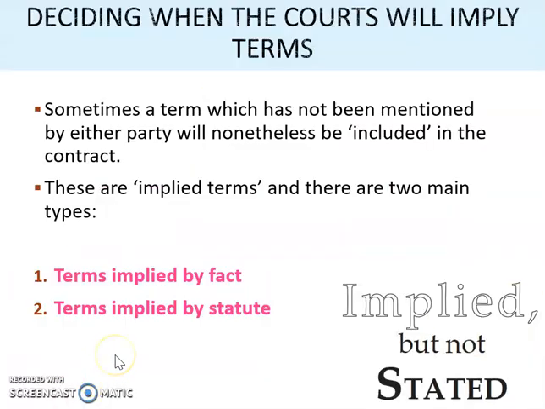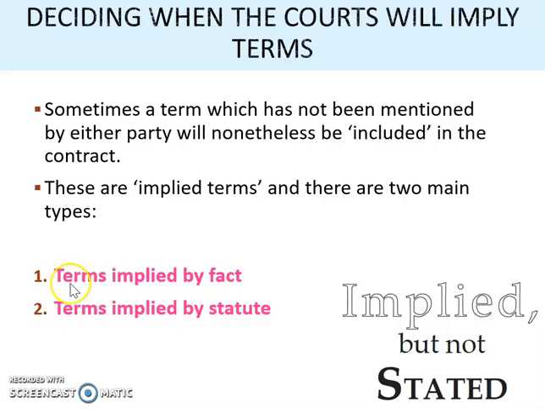So as I've said, what we're doing here is that we are implying a term which has not been mentioned by either party into the contract. And when you think about it, that's potentially a bit controversial, because the general rule of freedom of contract is that only parties to a contract are allowed to decide the terms of it, and they should be free to contract on whatever terms they like. And it's potentially a bit controversial if you've got a judge writing in terms that weren't agreed on that the judge thinks should be there. So we've got to be mindful of that.